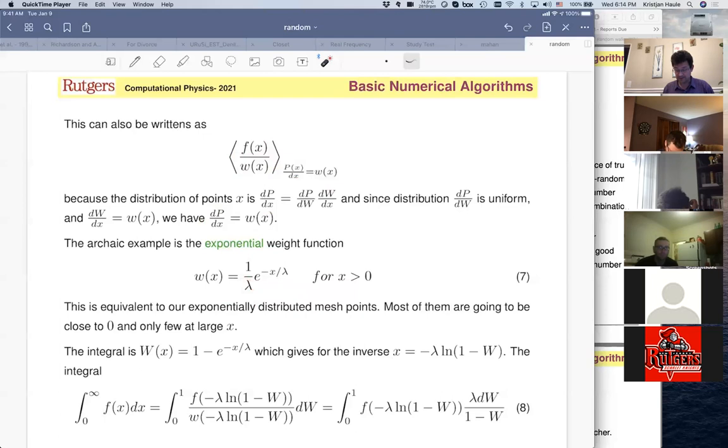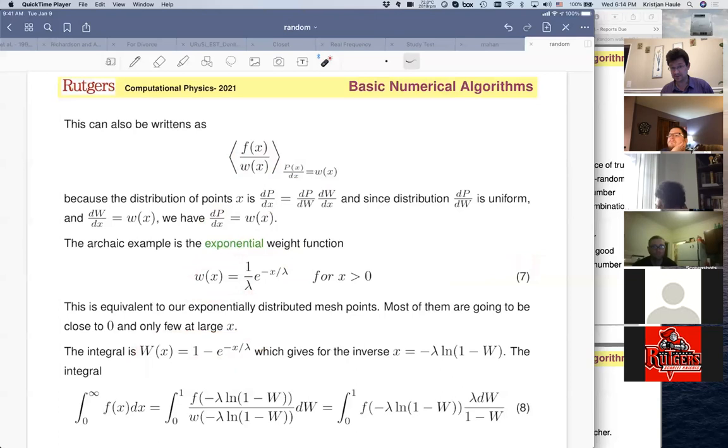If this is your small w of x, we know that this function normalizes to one. So if we integrate w of x dx from zero to infinity, we know that we get one. That's how this function was constructed. Then the capital W is the integral of this small w, and it's 1 minus e to the minus x over lambda. It's a very trivial integral.